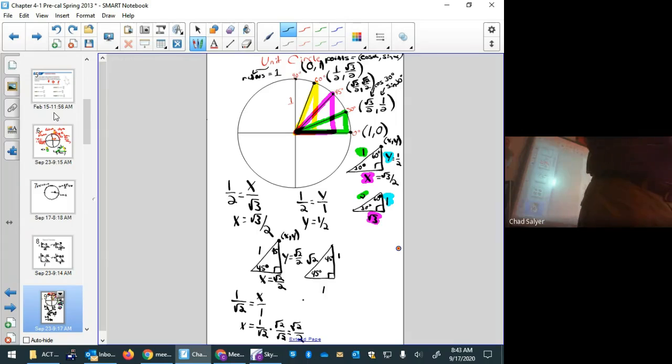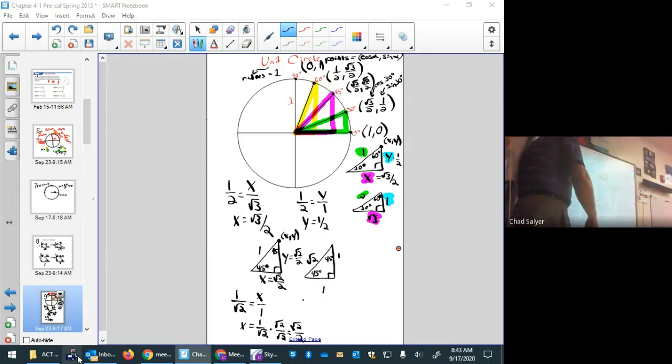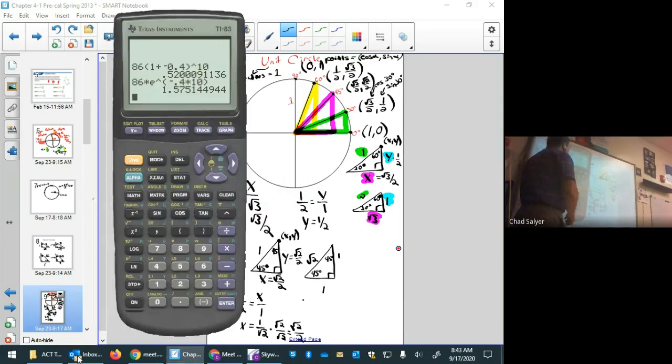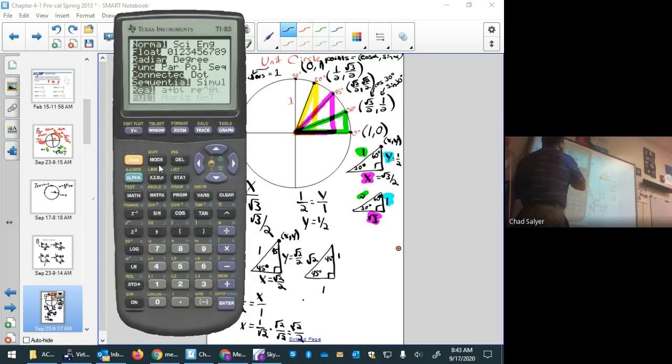See how useful this is? So you can know. Now I could get a decimal approximation with my calculator. I could pull out my calculator and I could say, make sure I'm in degree mode.